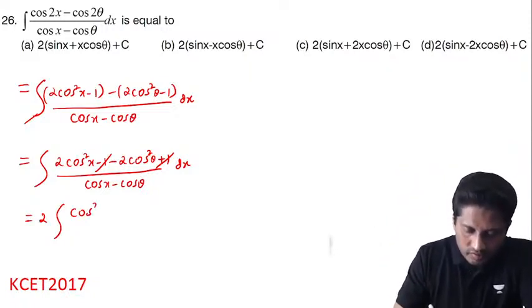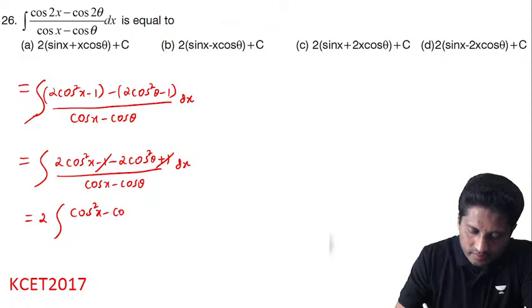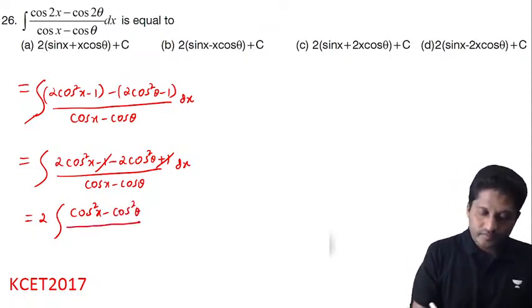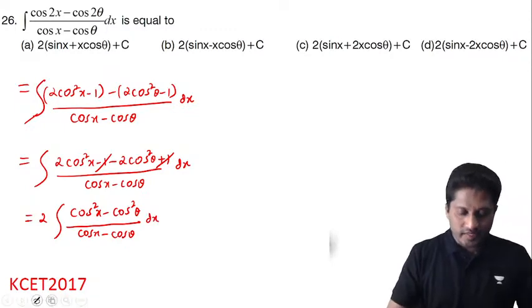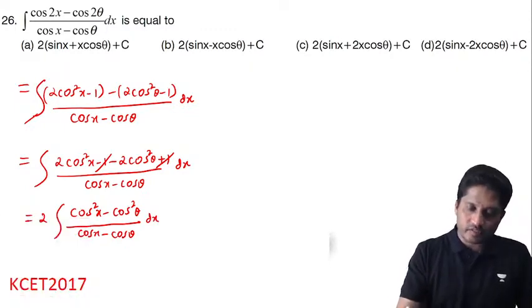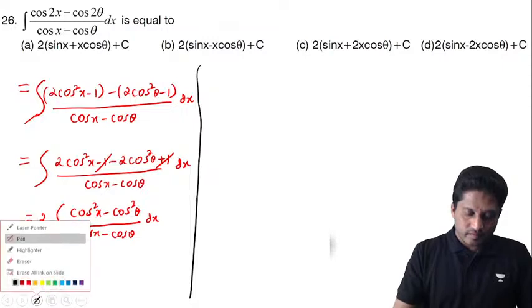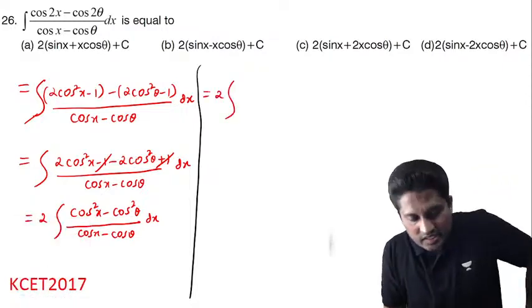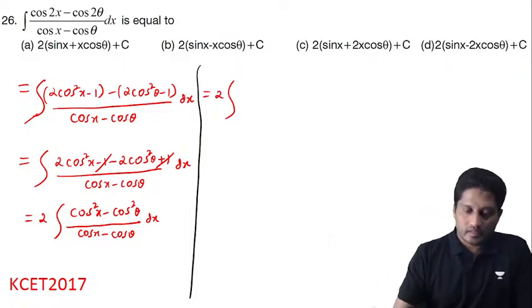This can be written as 2 times cos square x minus cos square theta, and the whole divided by cos x minus cos theta, and then dx. Since we are integrating with respect to x, theta will be constant. So 2 is a constant. This is an NCERT exercise question only, 7.3, this problem is there.